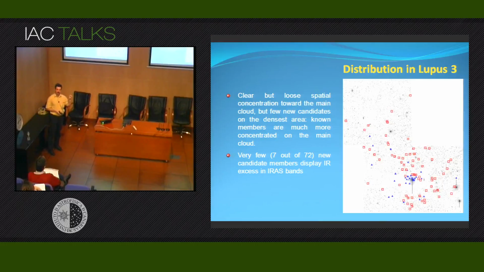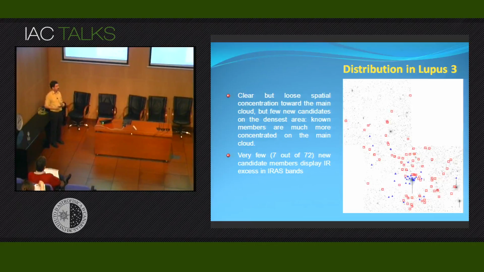In Lupus 4, we explored an area which was about 2.5 times smaller than in the other two clouds, because it's more concentrated in space. The number of objects that were known in Lupus 4 before our study was about 16, which is very similar to the number of objects that were previously known in Lupus 1. But contrary to what happens in Lupus 1, we detect very few new candidate members in Lupus 4.